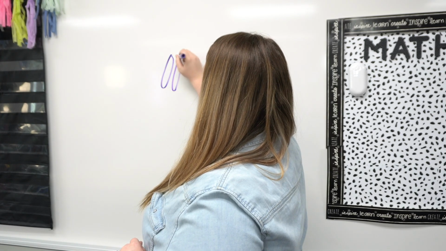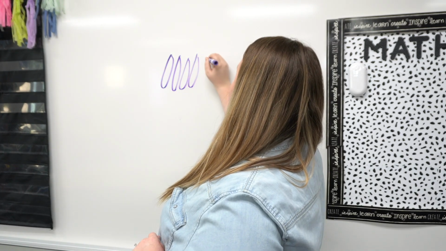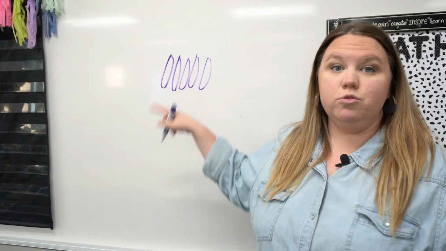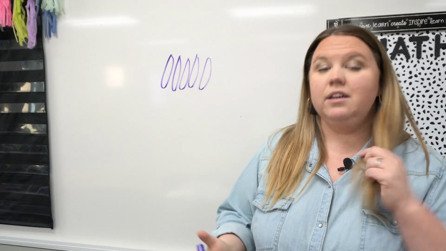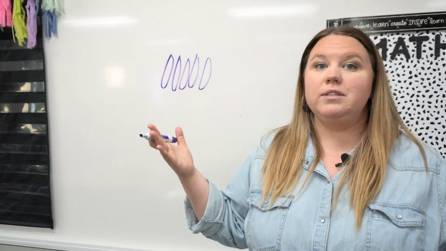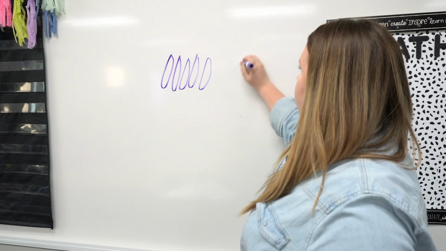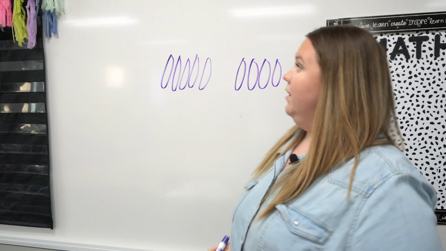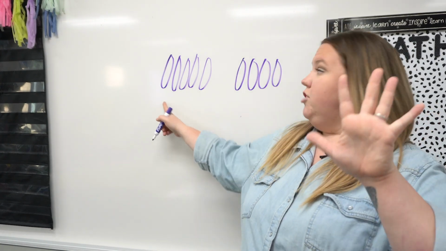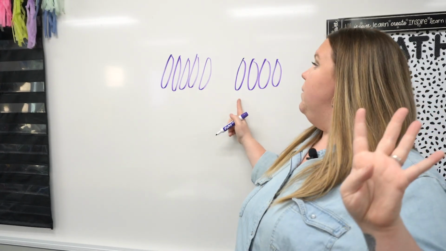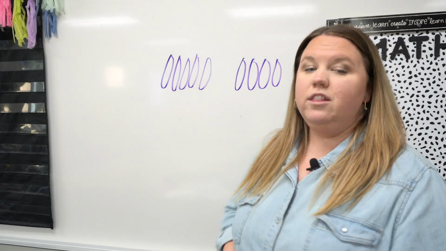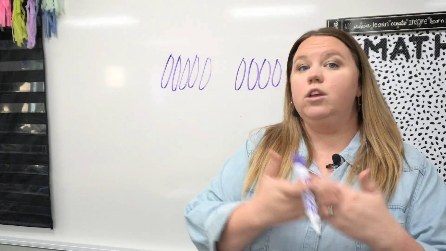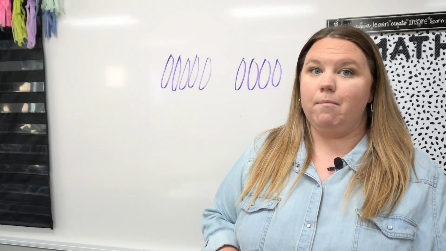1, 2, 3, 4, 5. There's 5 pencils, and these 5 pencils represent the pencils that Gino found. Let's draw 4 pencils to represent what Bella found. 1, 2, 3, 4. So there are 5 pencils that Gino found. There are 4 pencils that Bella found, and the question said, how many did they find altogether? So let's add those 2 together and see what we can come up with.